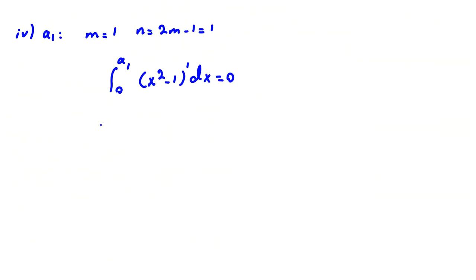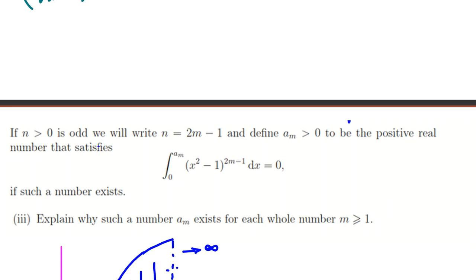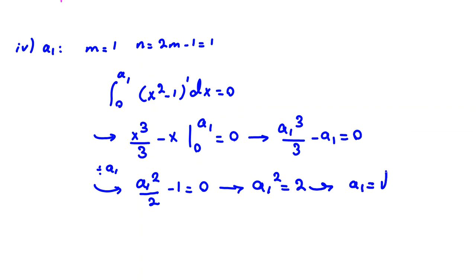So here, this integral will be x cubed over 3 minus x from 0 to a1 equals 0. It will be a1 cubed over 3 minus a1 equals 0. Now, a1 we know is not 0 because the problem says it should be positive here. So we can divide by a1 because it's positive. So a1 squared over 3 minus 1 equals 0. So a1 squared equals 3. a1 is positive, so a1 is the square root of 3.